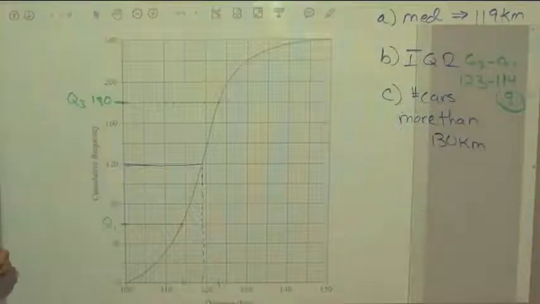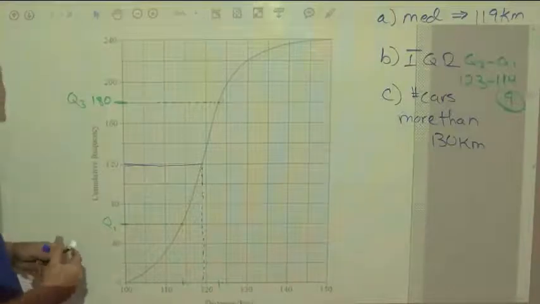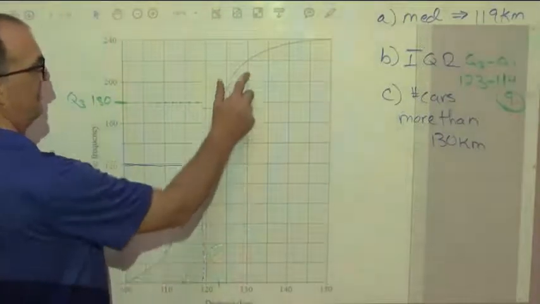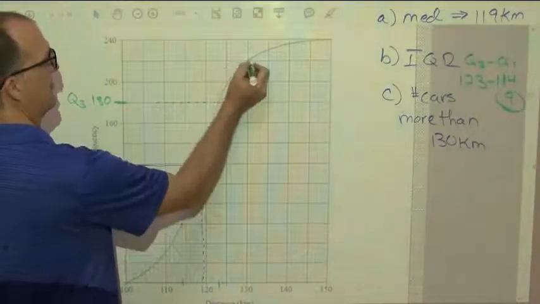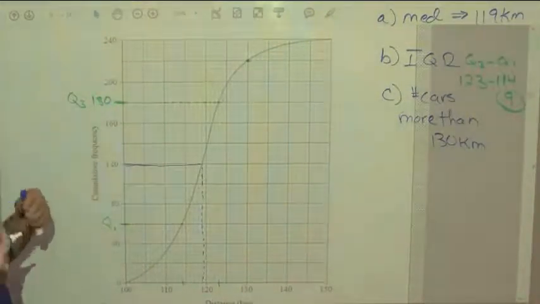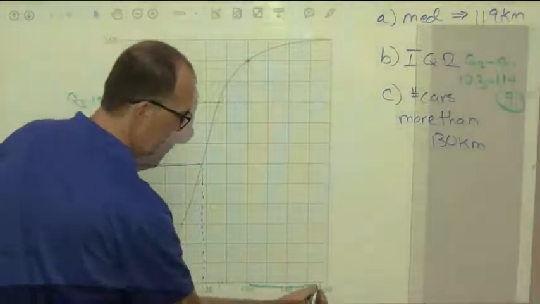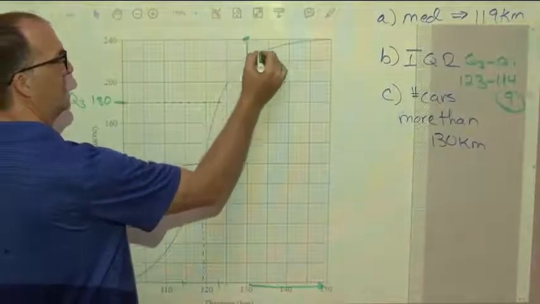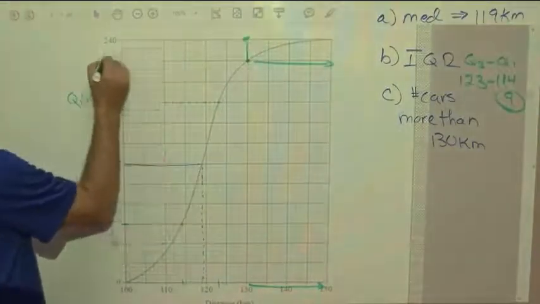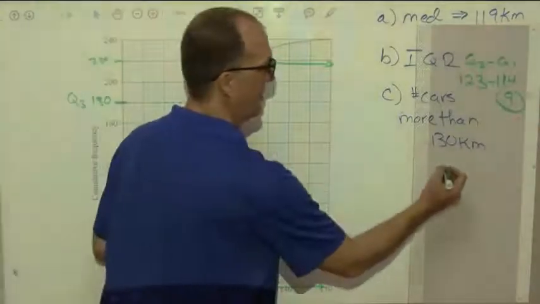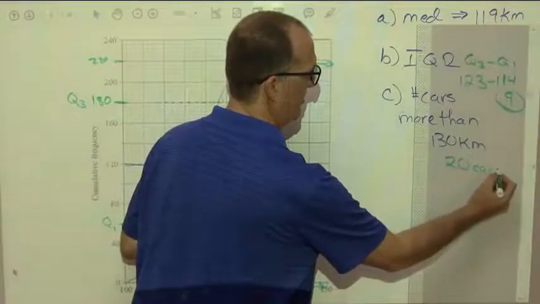And then finally, how many cars were able to travel more than 130 kilometers? And so now I'm starting with 130 kilometers, following this line up, and it meets nicely at that point. They want to know how many cars traveled more than that. So you're thinking, traveled more than that are all of these cars. And so 240 minus 220, that's 20 cars.